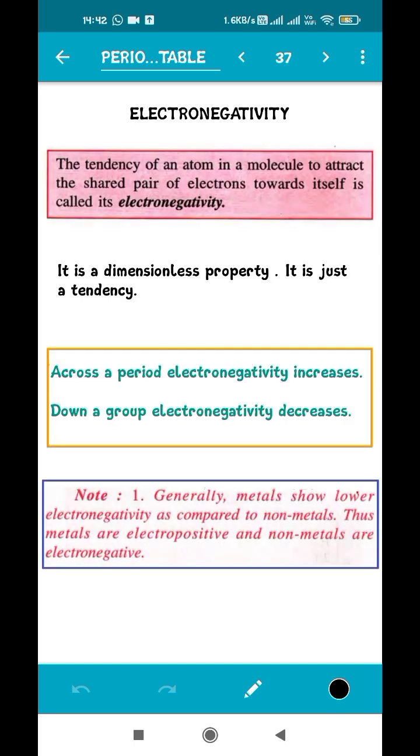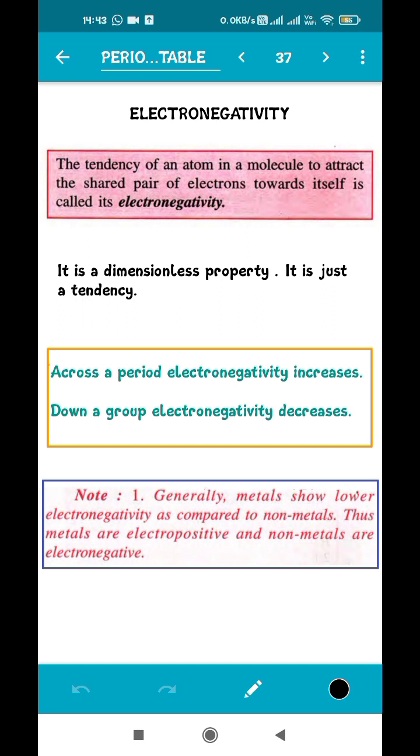This is the last periodic property which we will learn. It is called electronegativity. It is a tendency, not a real phenomenon: the tendency of an atom in a molecule to attract the shared pair of electrons towards itself. This is a dimensionless property because it is imaginary, it is just a tendency, it is not happening in real, so it does not have any units.